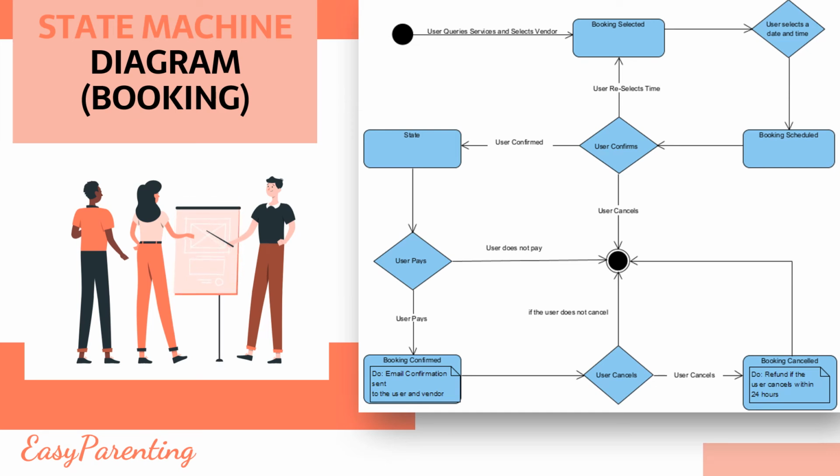After the booking is confirmed, the user can cancel the booking, and if the user does so, then the booking will change to the state of cancelled, and we will be refunding the user their funds if the booking is cancelled within the first 24 hours after it has been confirmed and paid. And if the user does not cancel, well, then the state machine diagram will stop.